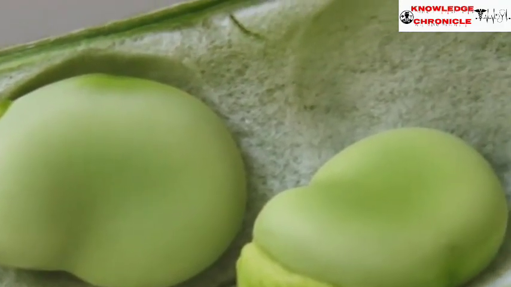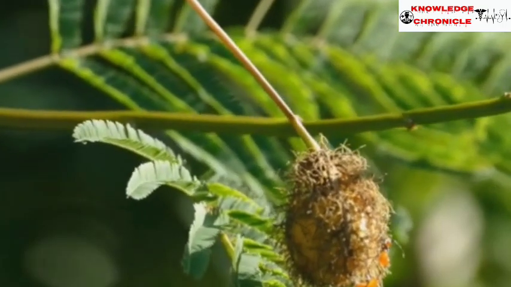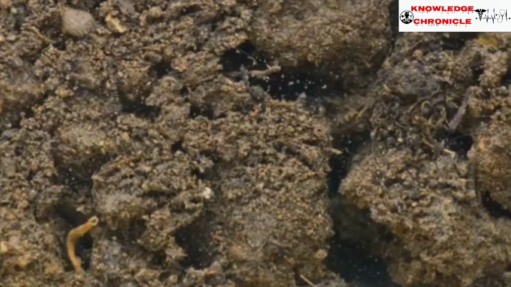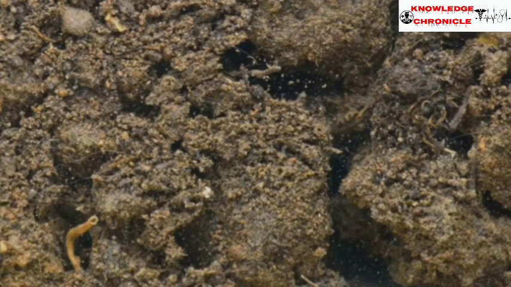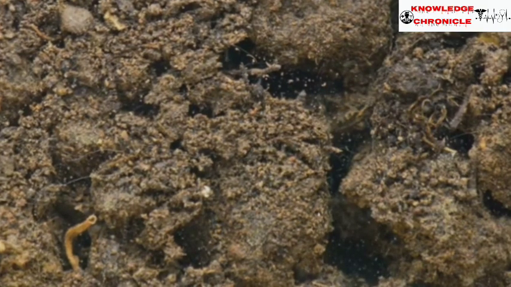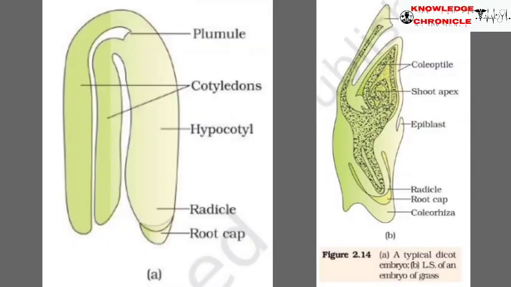A typical dicot embryo has two cotyledons or seed leaves full of stored food, an epicotyl, which is the upper stem ending in a plumule, the future shoot, and a hypocotyl, the lower stem ending in a radicle, the future root covered by a root cap.